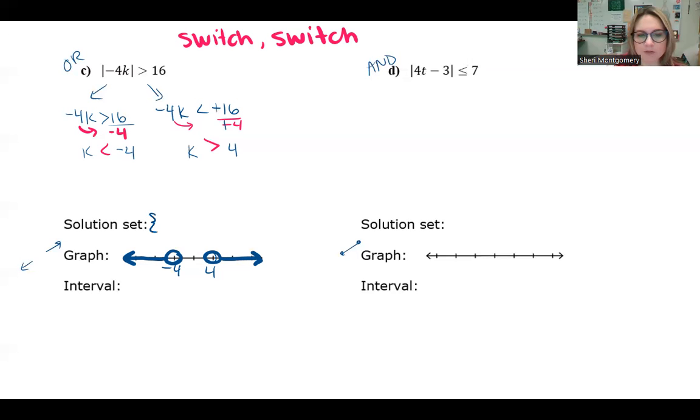For this solution set, my variable is K. So it's K such that, and I'm going to write the smaller one first, K is less than -4, or K is greater than +4. For the interval, I know that to the left I'm pointing to -infinity and to the right I am pointing to infinity. So when I write my interval: -infinity to -4, both of them get parentheses, or 4 to infinity.